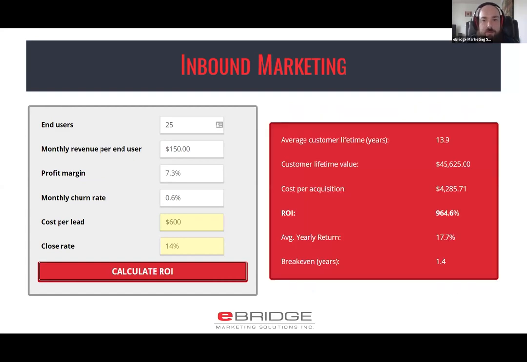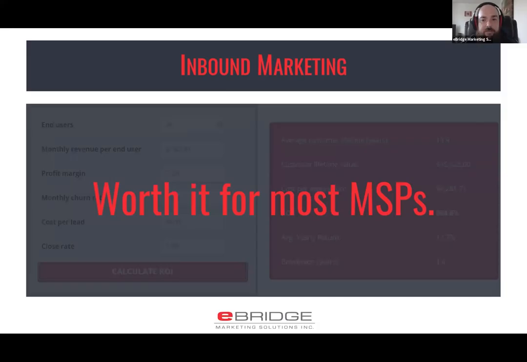An ROI of about 1,000%. It's funny how that's come up a few times in the presentation, but this one is just a shade under 1,000%. And we have some familiar numbers in terms of the average yearly return being 17%, or 18% rather, and break-even time about 1.4 years. So similar to what we saw before, inbound marketing, definitely worth it for most MSPs.